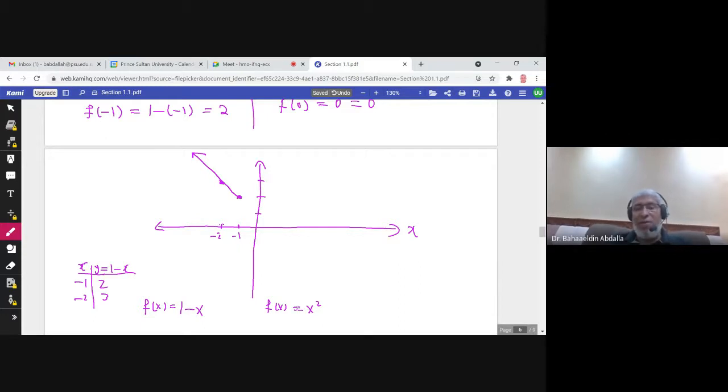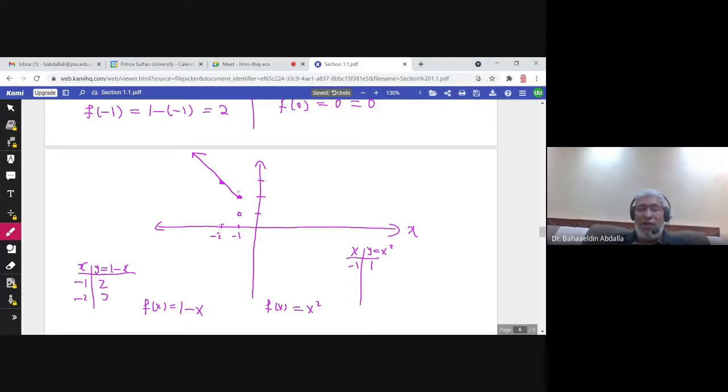It's a parabola. But I need to choose some points, and the first point to choose is also the border. I need to know at -1 it's equal to what? So it is 1. So at -1 it is 1. But -1 is not with this function, it is with the other function. So it is 1, and I put here an open circle.